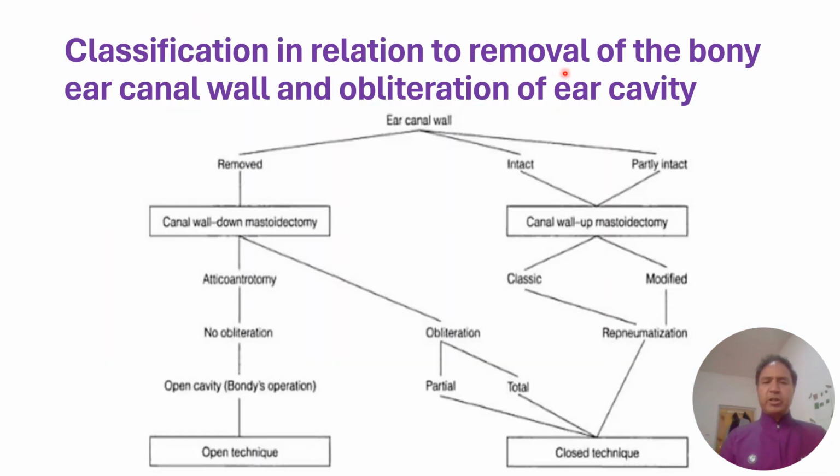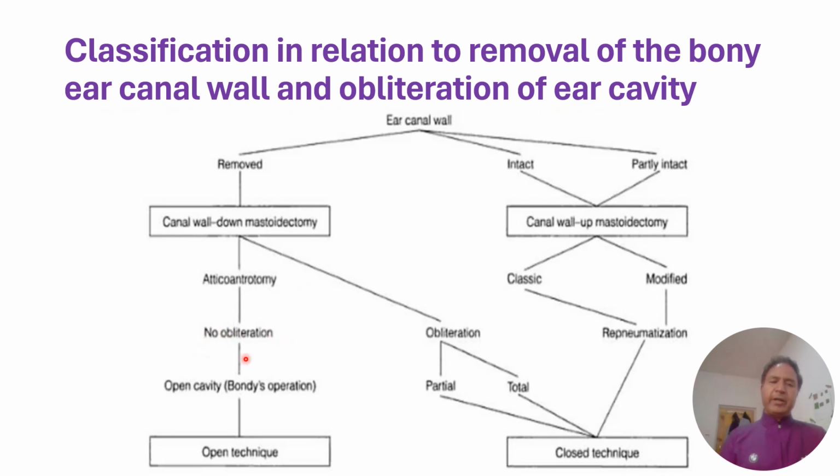Now classification in relation to the removal of the bony ear canal and obliteration of the ear cavity. Now we have the canal wall. Now you have removed the EAC ear canal wall. This is the canal wall down mastoidectomy. Now we also call it atticoenterotomy.